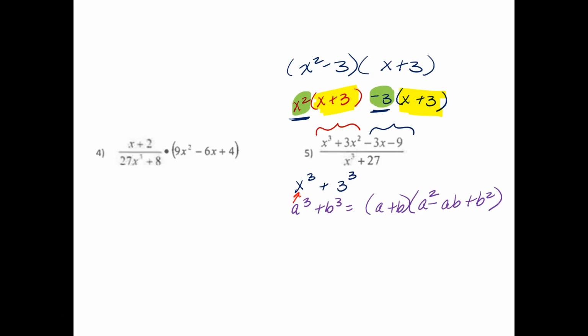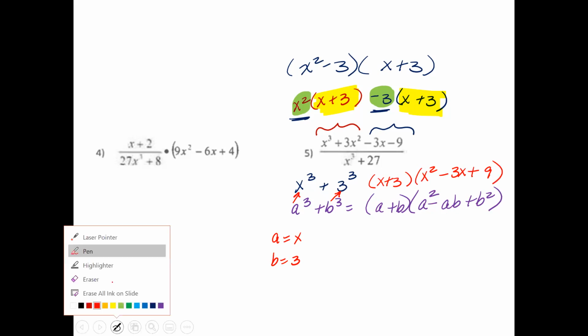So then what is your a? Well, a looks like it's x. What is your b? b is 3. So once I have those numbers, I'm just going to plug it into this formula. a plus b is x plus 3. a squared is x squared. a times b is 3x. b squared is 3 times 3, which is a 9. And that's your bottom, okay?